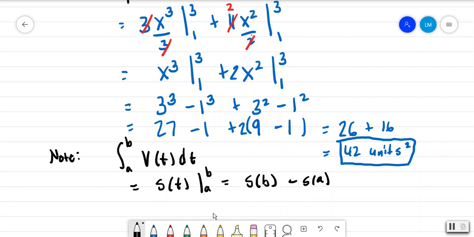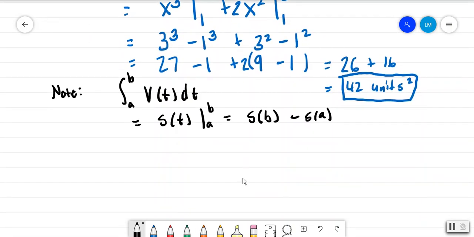But notice that when you applied the fundamental theorem, this actually gave us displacement. So in this case, we can apply the fundamental theorem to applications in this sense. Traditionally, we might write that this is equal to the change in s. So same thing.